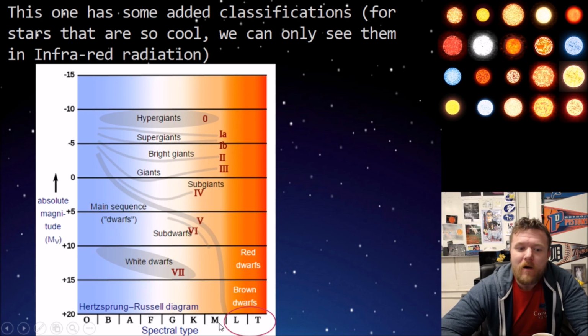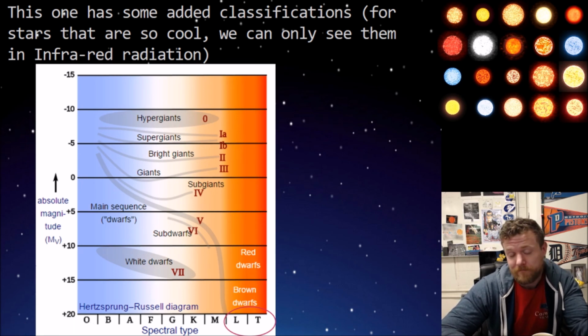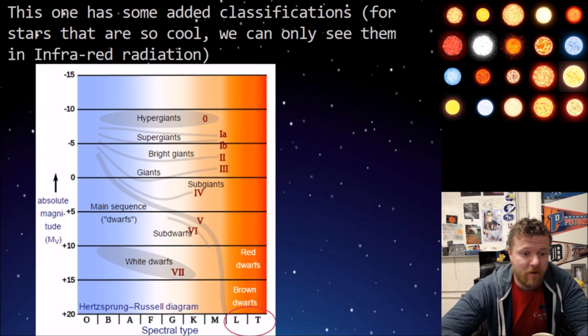Just so that you know, anything can be plotted on an HR diagram, as long as it has a brightness and a temperature. So you could plot a candle on an HR diagram. As long as these objects have a temperature and you can see them, they have luminosity, you can put them on an HR diagram, which is what they did for this one.